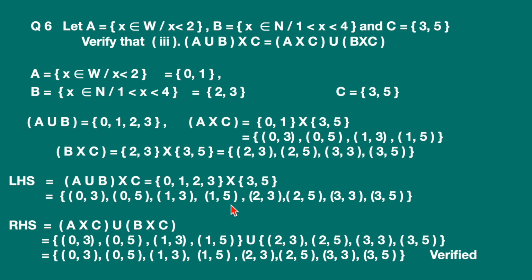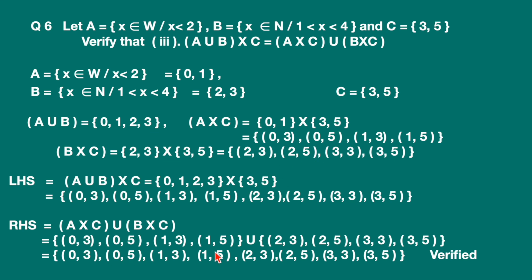Now do the cross product. Put the curly brackets. Start writing the ordered pairs: (0,3), (0,5), (1,3), (1,5), (2,3), (2,5), (3,3), (3,5). So here it is. Okay, this is the LHS. Now let's do the RHS. So here it is A cross C union B cross C. So union of these two sets.